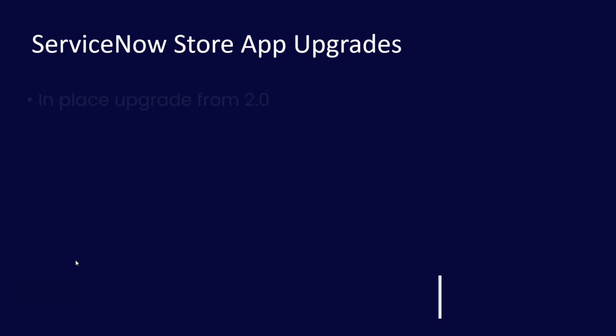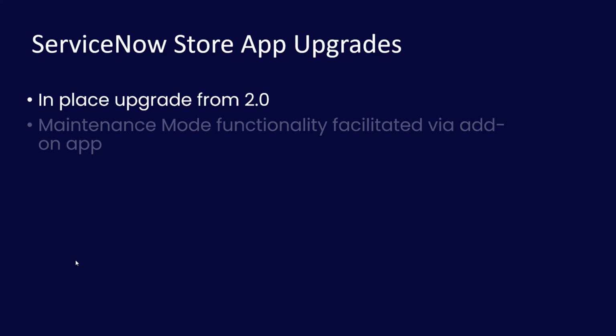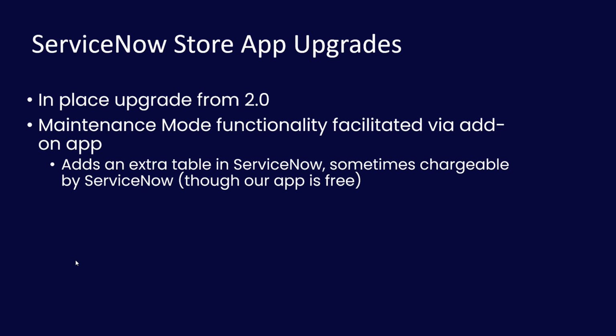As far as the ServiceNow store app is concerned, it's a straightforward in-place upgrade from 2, which is good. I did mention earlier the maintenance mode functionality is in a separate add-on app. So this is a deliberate change because in ServiceNow, some customers charge per table. And we wanted to keep the number of tables that we added to our core app as low as possible to reduce costs for people that don't plan to use maintenance mode, but allow the functionality for those wanting maintenance mode as well.